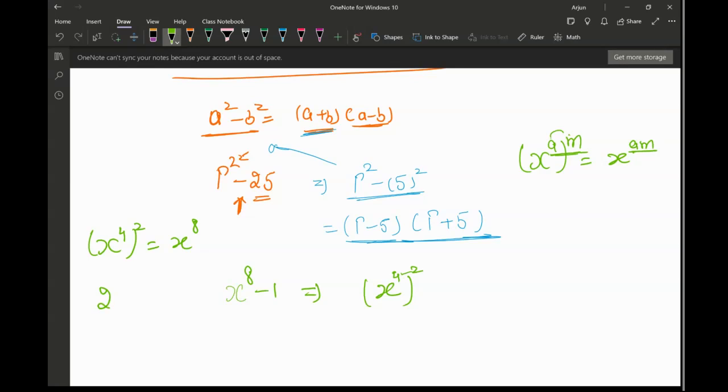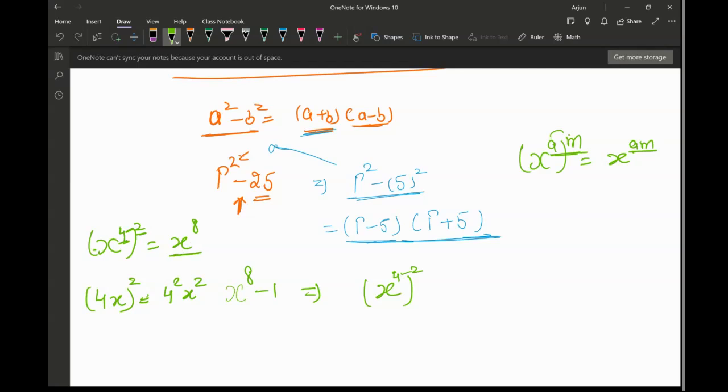Okay, now if it was like this, see carefully, if it was 4x raised to the power 2, I would have written it as 4 raised to the power 2 times x raised to the power 2. That is totally different concept. If there is a base here, I am multiplying the exponents. When you multiply the exponents, you just multiply them straight as it is.